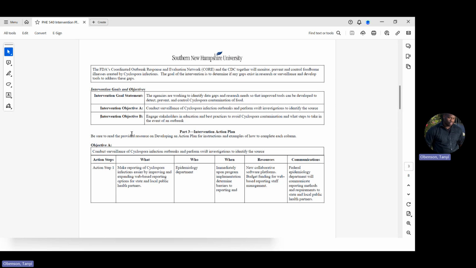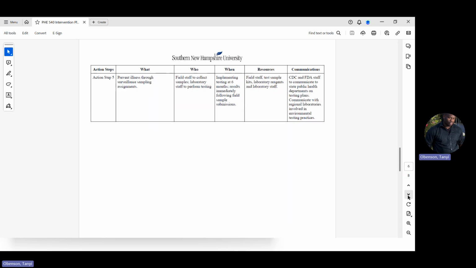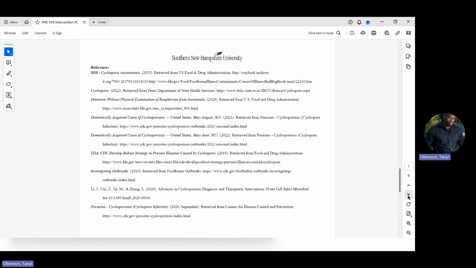And you're going to have two objectives, A and B, and you're going to have to come up with 4 to 5 action steps for each one on how to. And this is basically the part of the intervention. This is the intervention strategy. And of course, don't forget to include references.